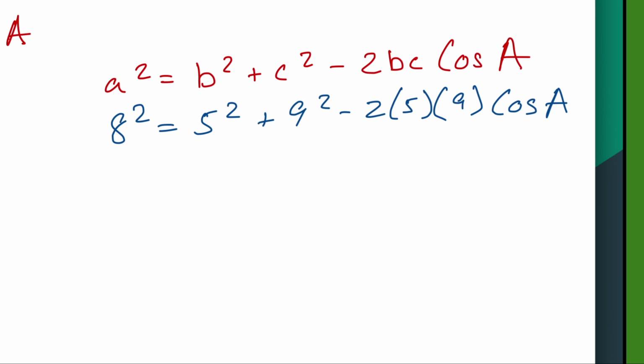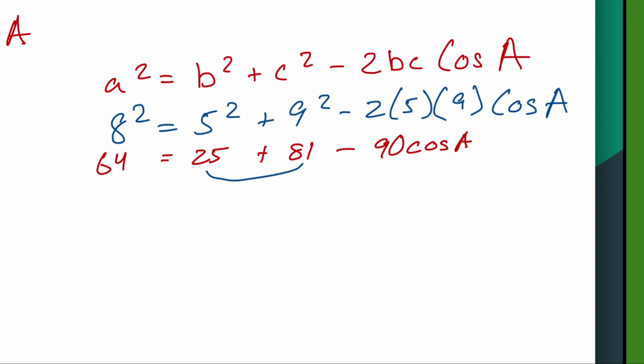Okay? So we could do a lot of this work with the calculator here, or we could do it by hand. It might be a little bit better to start doing things by hand because we have to split things up the right way. This is 64. This is 25. This is 81. And we're going to multiply these together. So 2 times 5 is 10. 10 times 9 is 90. So that becomes minus 90 times the cosine of A. Okay, so I'm going to subtract over my numbers. So maybe I should just add those together. 25 plus 81, we get 106. And I'm going to subtract that from both sides.